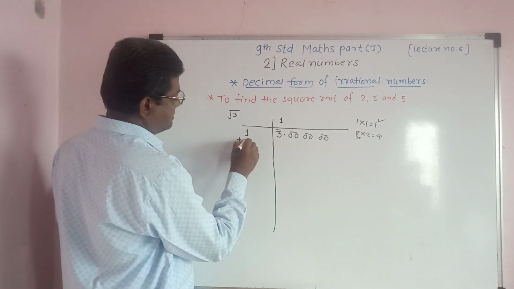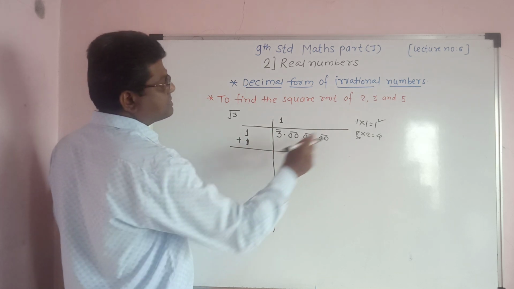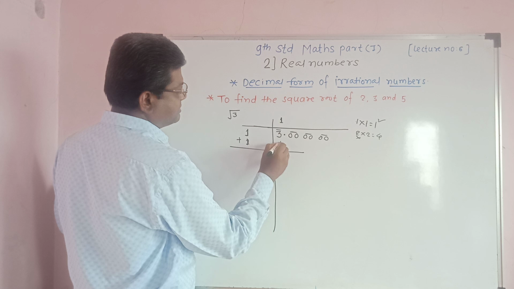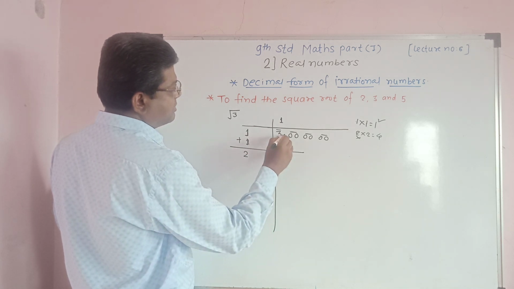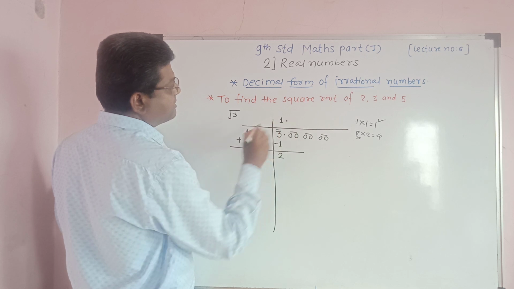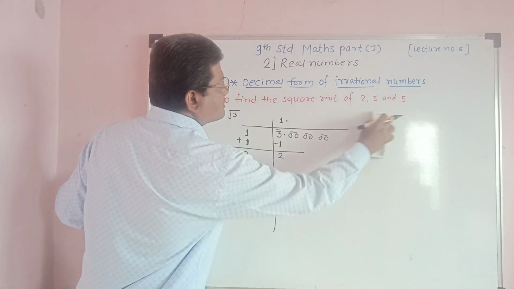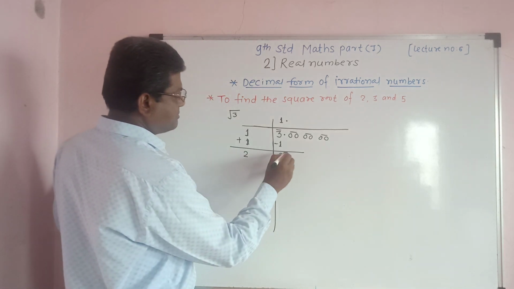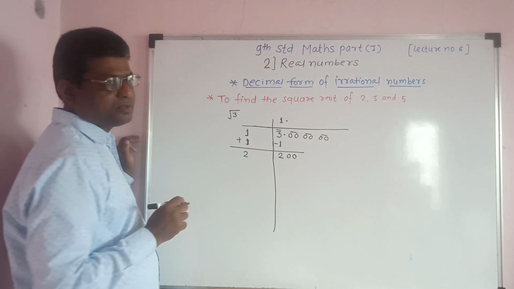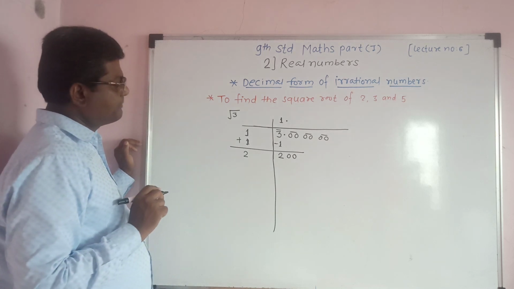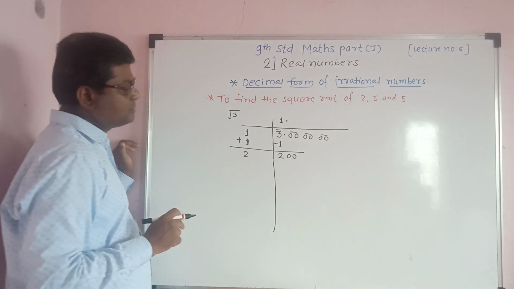Add 1 to this number and subtract this 1 from 3. Here we get 2, here we get 2. Now put the decimal point on 1. Take 2 zeros, that is, take a complete group of 2 zeros. Don't take only 1 zero. Now the number is 200 and here is a 2.